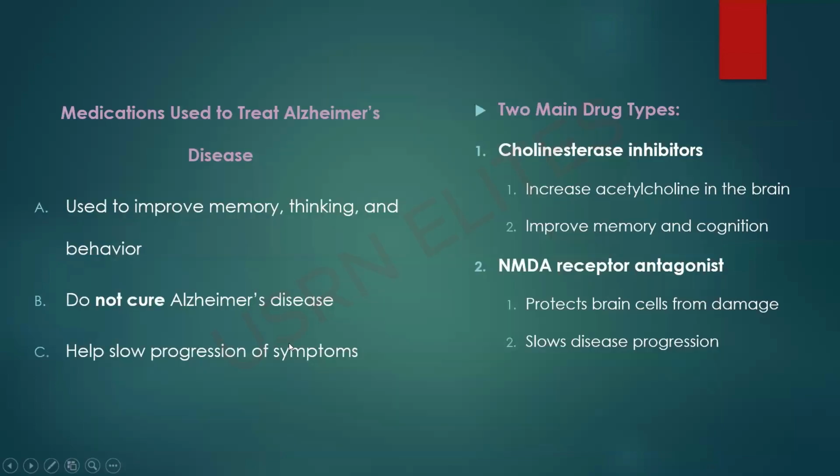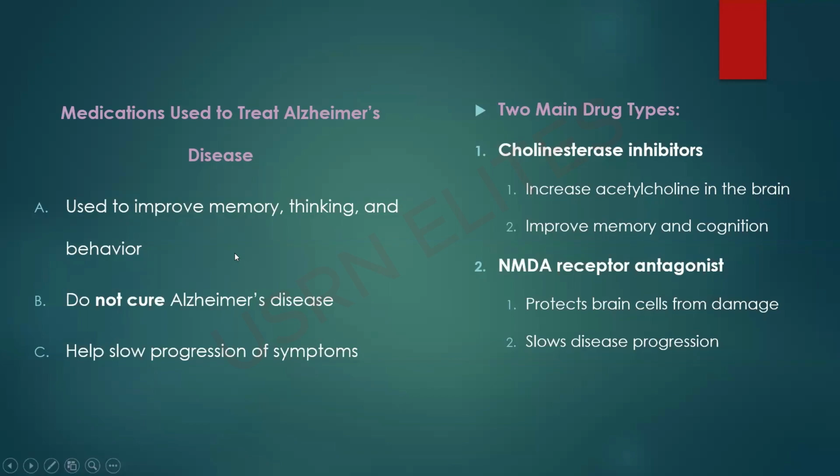Okay, now let's look at the drugs themselves. Okay, so medications used to treat Alzheimer's disease. The main drugs are here. So this is an abbreviation for a big term. I don't even want to go there. Okay, but maybe later you will see what it is. But this is what it does.